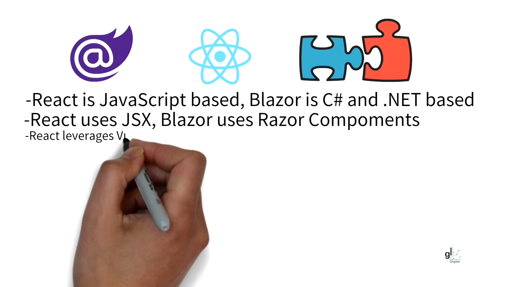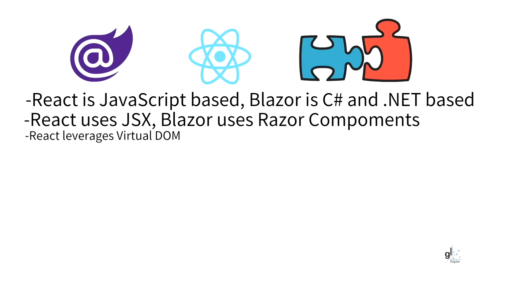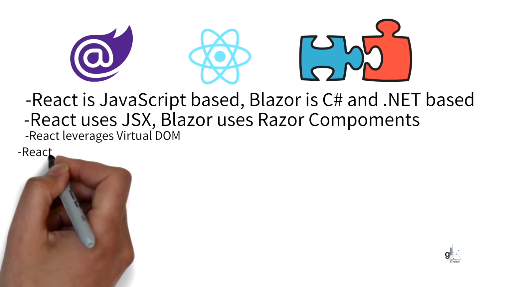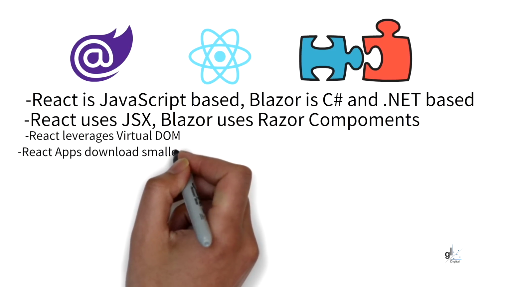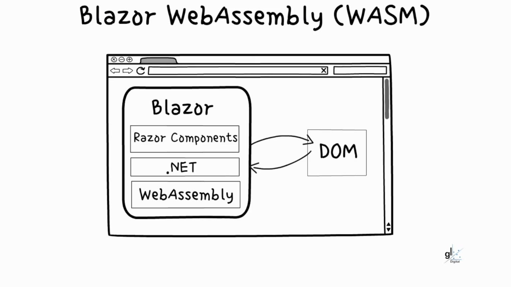React leverages a virtual DOM, which means that fewer updates need to be made to the actual DOM, which results in fast, efficient re-rendering of React components in the user's browser. React applications generally have faster initial load times than Blazor WebAssembly applications, because with Blazor WebAssembly, the .NET runtime and libraries need to be downloaded to the browser.